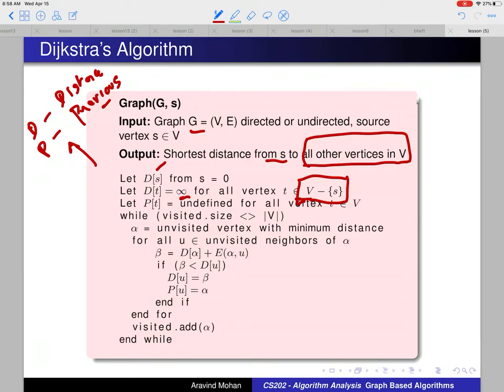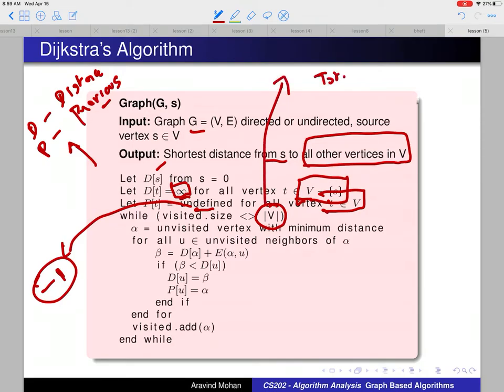So we exclude that from all other vertices, and we set that to be infinity for all the vertices t. And then p of t will be undefined. Undefined here, we are saying that we could set that as -1 for all the vertices t element of capital V. And then we run a while loop. While visited.size is not equal to the total number of vertices, which is the cardinality of V. So this simply means total number of vertices, right?